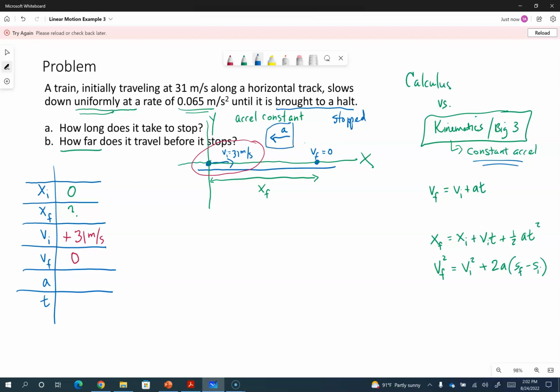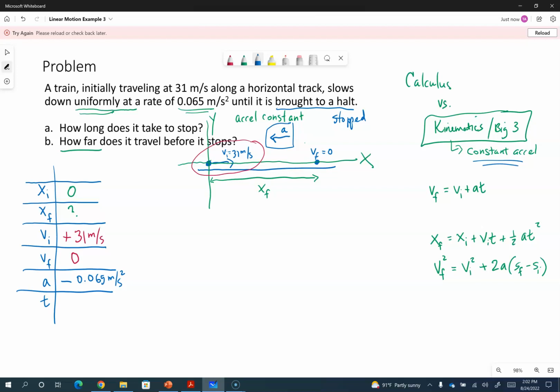I represent that in my table. I need to put that negative sign in to represent to the left. And then they've given me the number, 0.065 meters per second squared. We don't know the time.